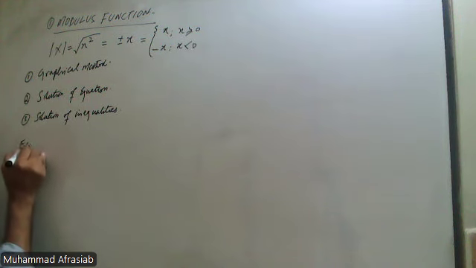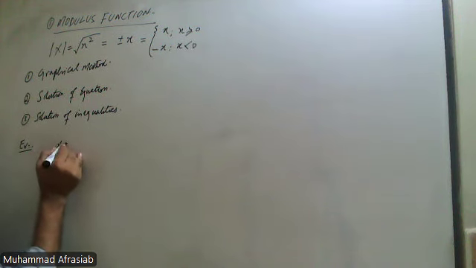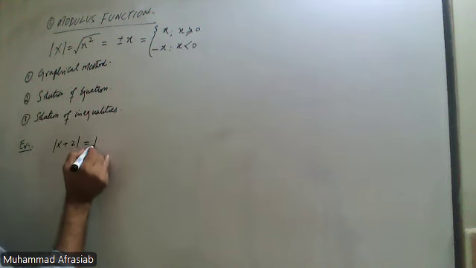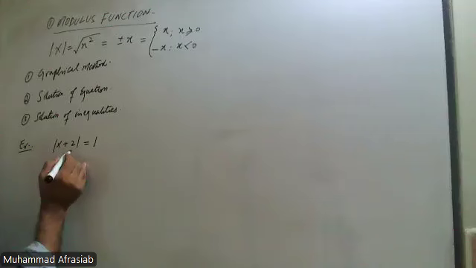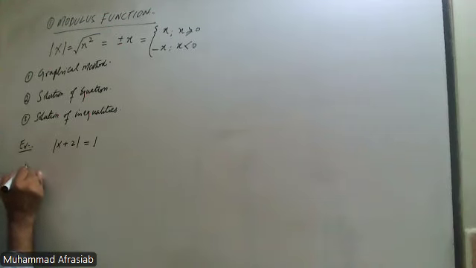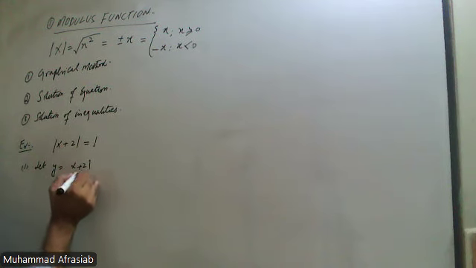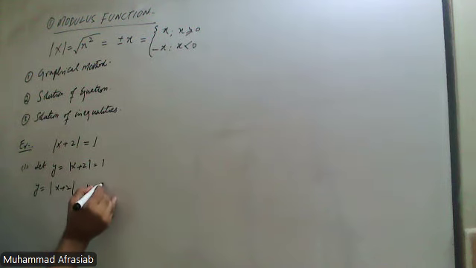Suppose you have to solve |x + 2| = 1. First of all, we are going to use the graphical method. For this, let y = |x + 2| = 1. This means y = |x + 2| and y = 1.